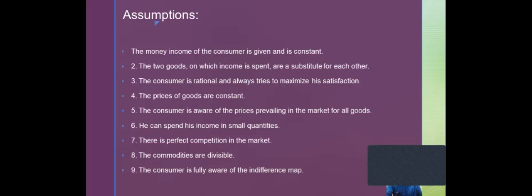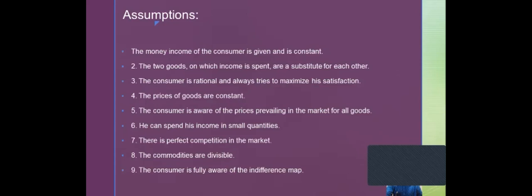substitute products. Tea and coffee, pen and pencil, orange and apple, KitKat and Cadbury. So these are the different types of substitute goods. That means the condition of this theory is that the two goods should be substitute goods. The third condition is that the consumer is rational and always tries to maximize his satisfaction.